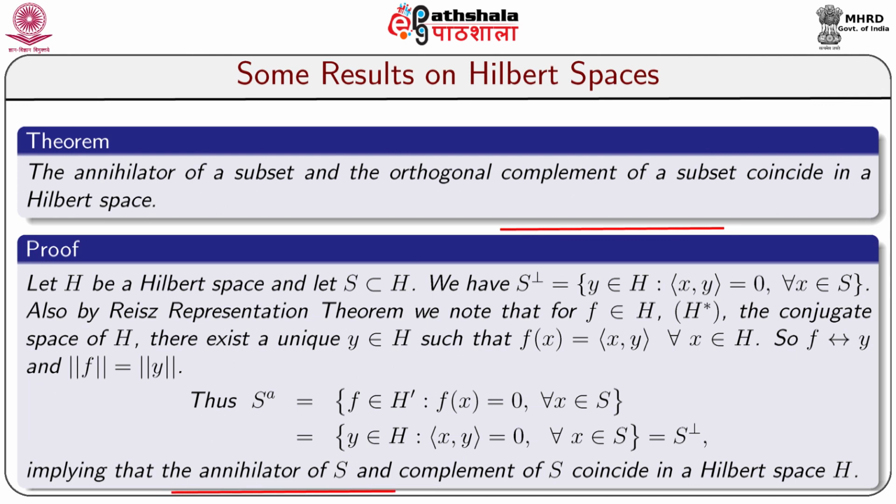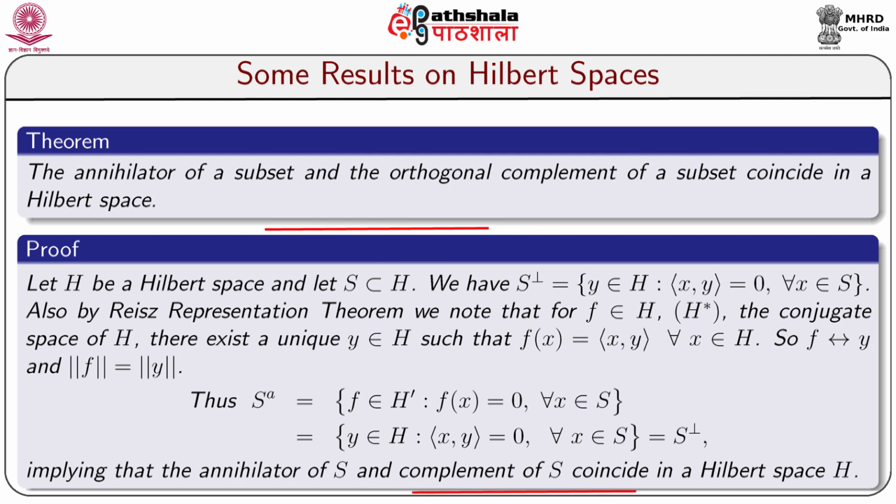Now by the Riesz representation theorem, note that for every f belonging to H star, that is the conjugate space of H, there exists a unique element y belonging to H such that f(x) is equal to inner product (x, y) for all x belonging to H. So the correspondence from f to y and vice versa from y to f holds, and we get norm of f is equal to norm of y.